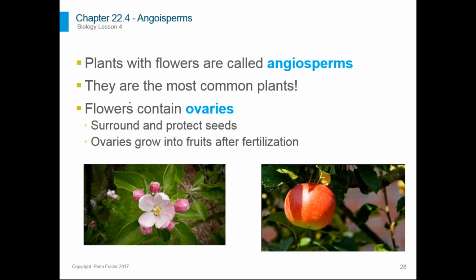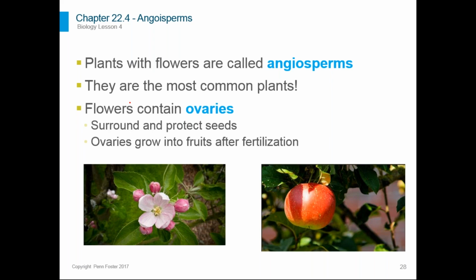We have plants that have seeds inside of flowers. So angiosperms are the most common plants. Of all the varieties of plants in the world, most of them are angiosperms. So like I said, we don't always think of some plants as having flowers, but they might have little tiny flowers and they might have them for a short time. So the flowers contain ovaries, which surround and protect the seeds.